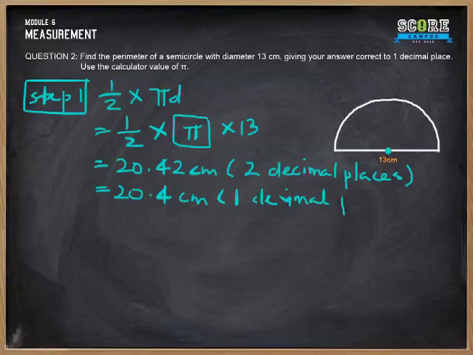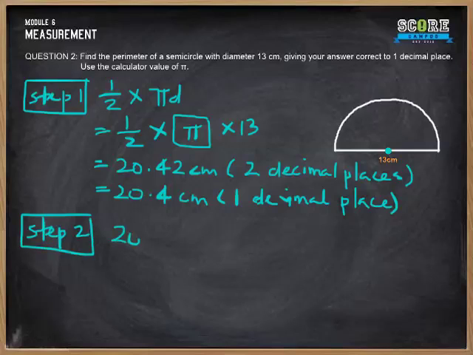Now we are talking about the perimeter of the semicircle, which means now we have to include the diameter as well. So remember to add in the diameter to find the complete perimeter of the semicircle. That is step 2. 20.4 cm, which is the circumference of half a circle, plus 13 cm, which is the diameter, gives you the final answer of 33.4 cm. We are done with question 2. Moving on.